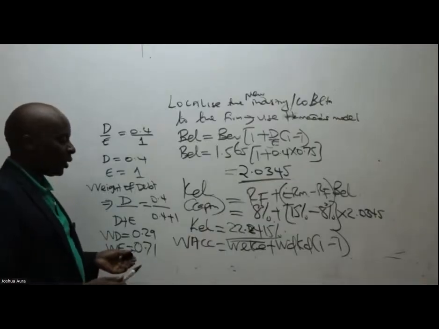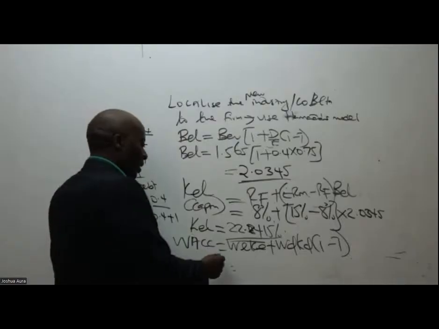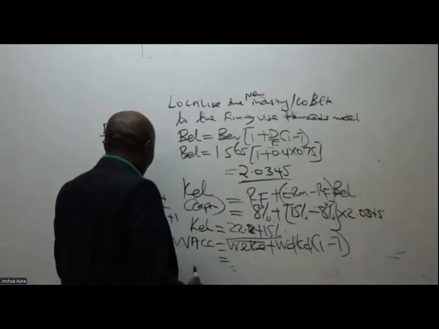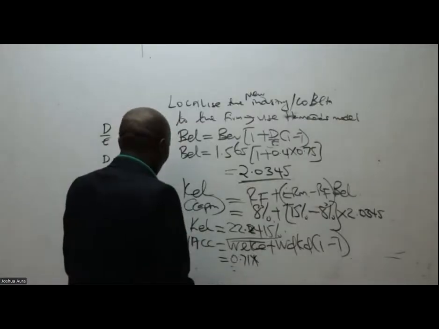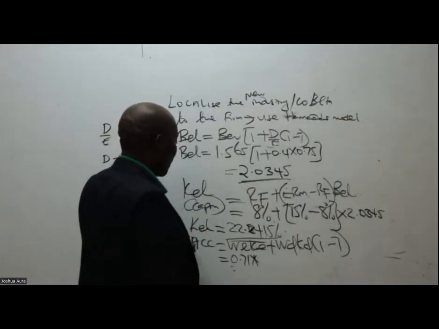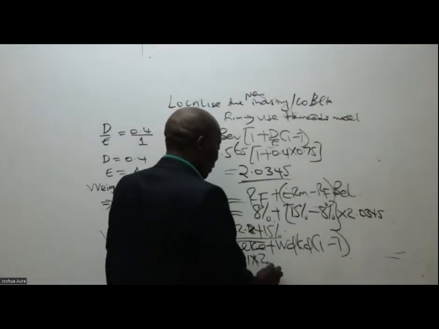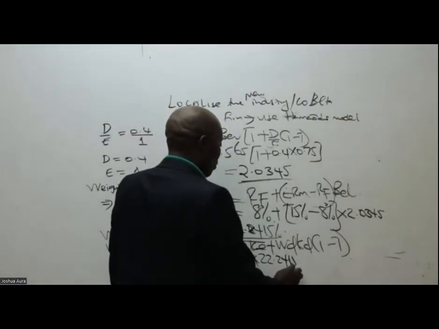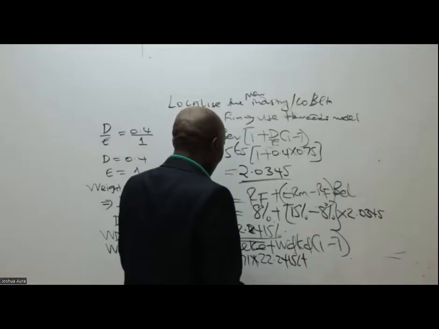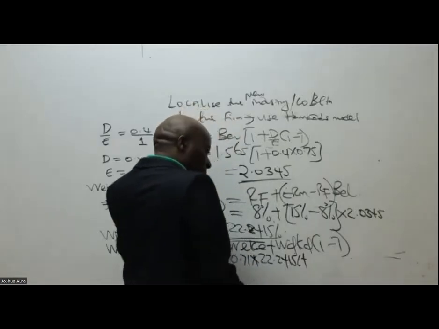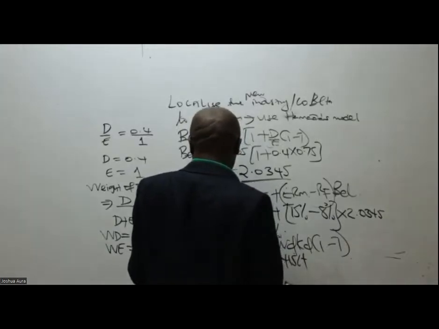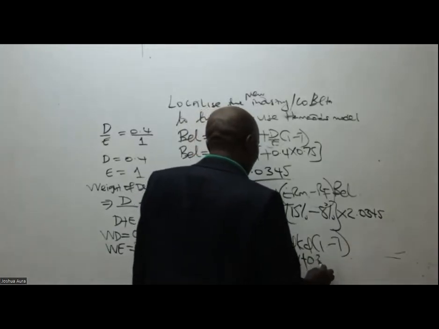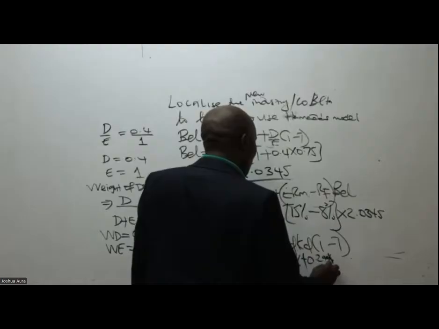So now we have everything to come and plug in here. Our WACC will be equal to weight of equity, which is 0.71, times cost of equity, which you had given me, 22.2415%, plus weight of debt. Weight of debt is 0.29.